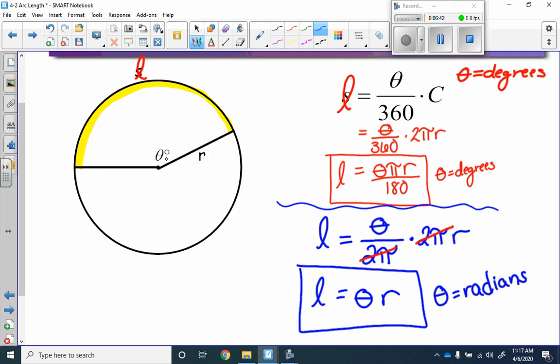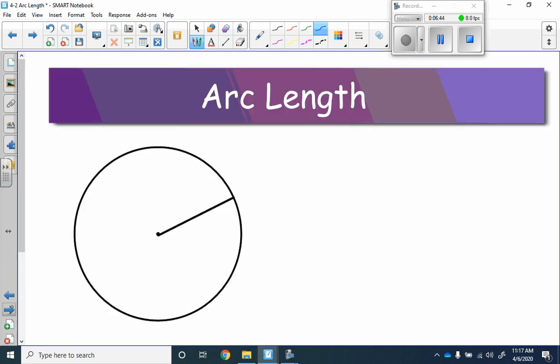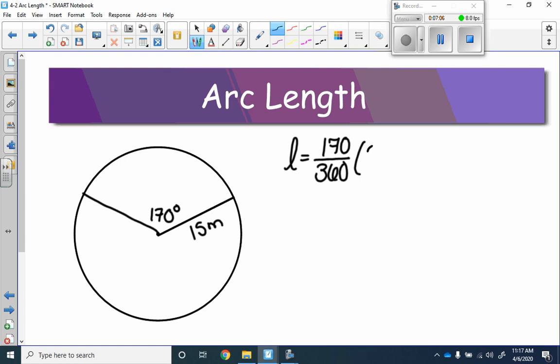Okay? So here's just an example. Let's go ahead and do one of each. Let's say that you have 170 degrees. We have a radius of 15 meters. So trying to find that arc length, we're going to take 170 divided by 360 times 2 pi r, so 2 pi times 15. Again, I'm not doing any simplifying whatsoever. I'm going to have my calculator really do all of that for me.